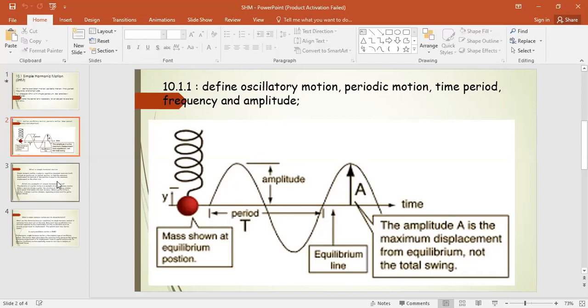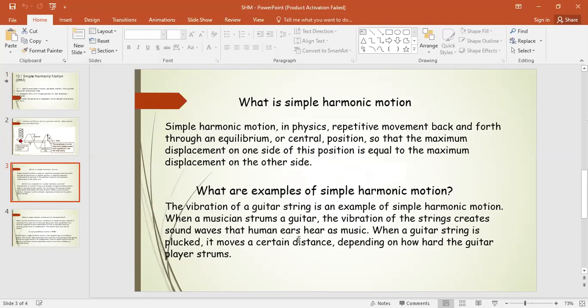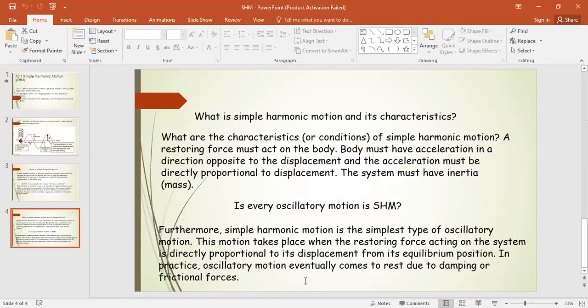Then in the next lecture, we are going to see that this is the reading material that is provided to you. What is a simple harmonic motion? What are the examples of the simple harmonic motion? And what are the characteristics of simple harmonic motion? Or is every oscillatory motion a simple harmonic motion?